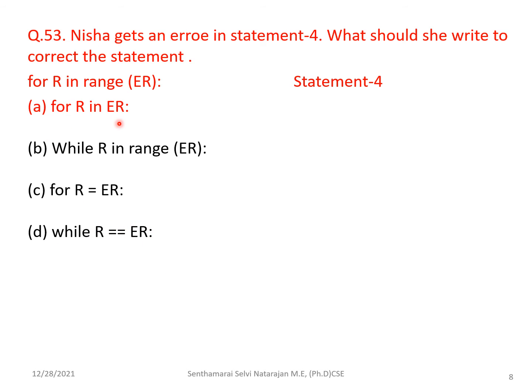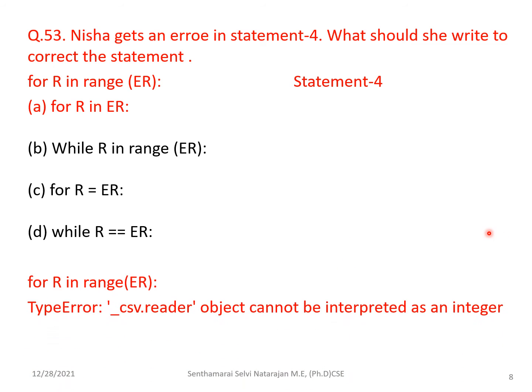Even if you correct this, it will give an error, because in range of er, the error is that the csv.reader object cannot be interpreted as an integer. For er you have already assigned csv.reader of file, so it is a reader object. For range you have to give a number, so it cannot be interpreted as an integer. So this is the error.